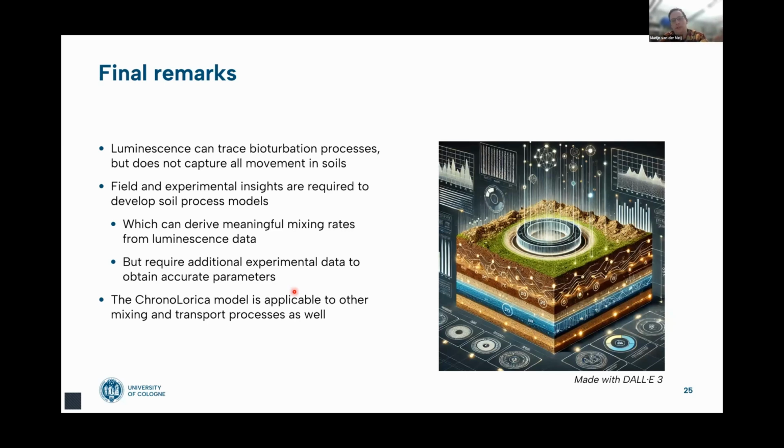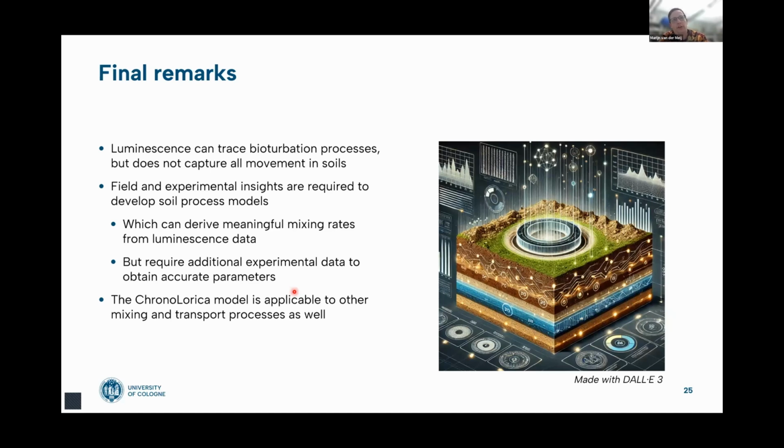So the order of magnitude is much more similar to what we expect based on reported values. But of course, there's always some point for improvement, to improve the calibration of the model and to improve the parameterization as well, to get better predictions of the bioturbation rates and processes.